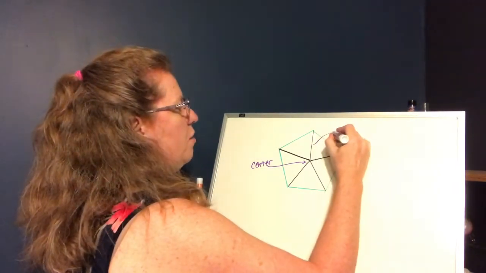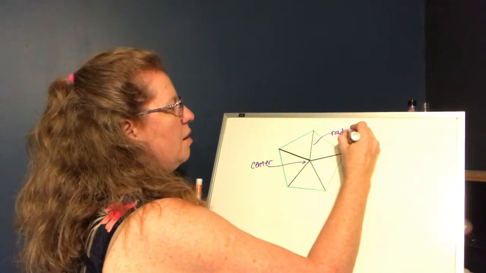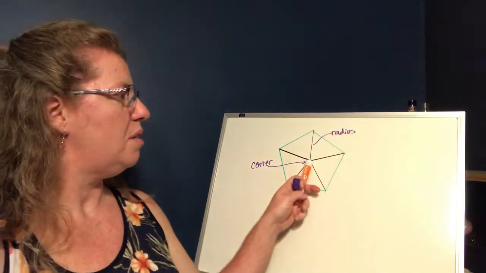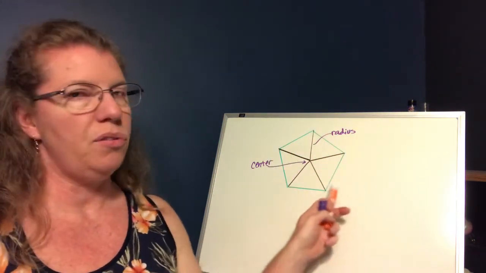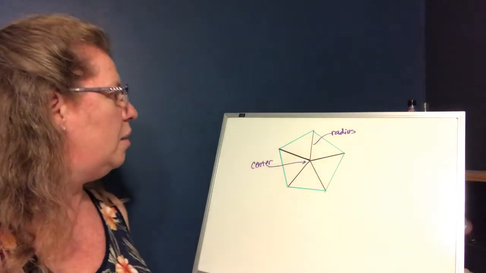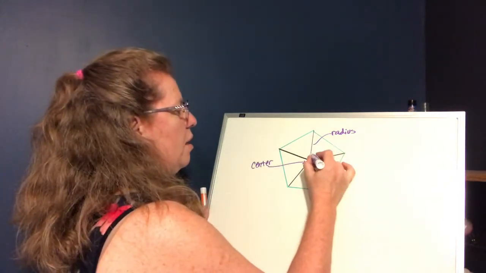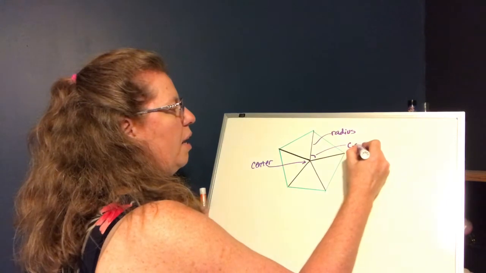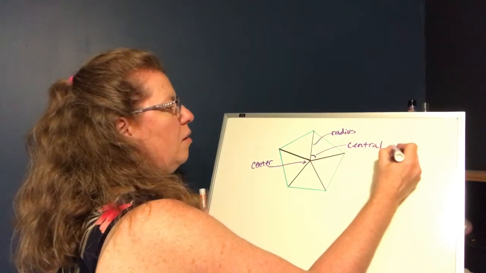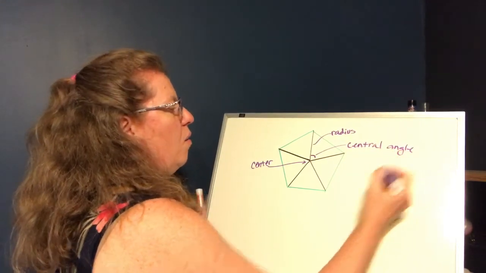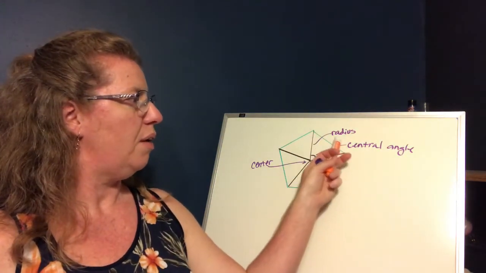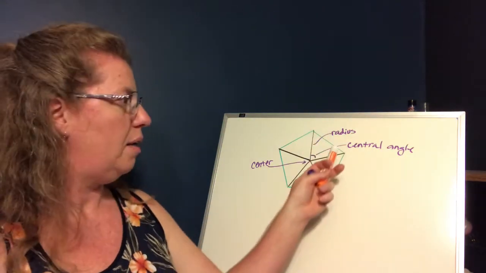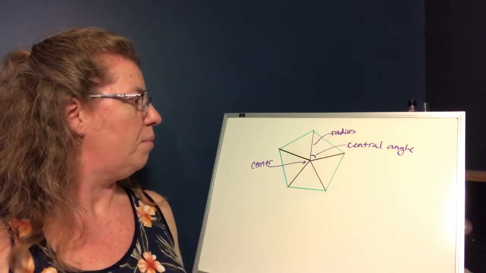They would call each of these a radius. Again, it goes from the center to the vertex, and it's also the radius of the circle that will be inscribed in. Each one of these is a central angle. So not only do you have the measure of the angle, but it would also give us the measure of the arc that it intercepts there.